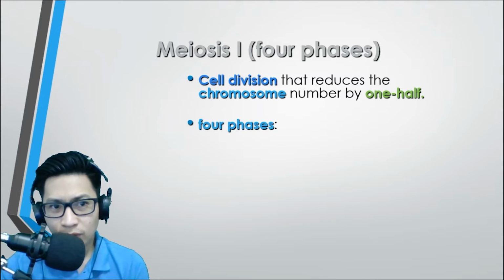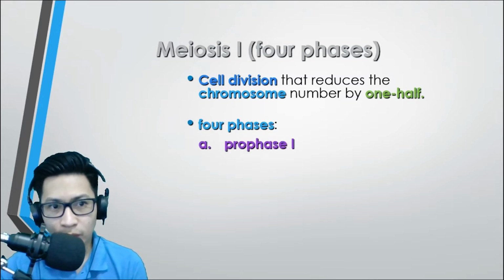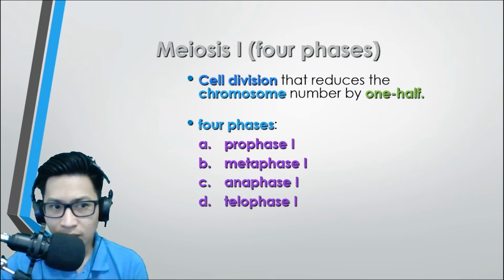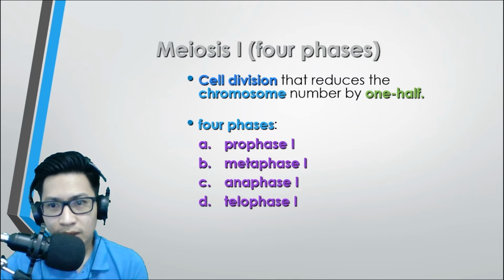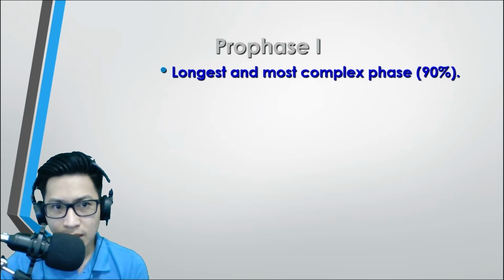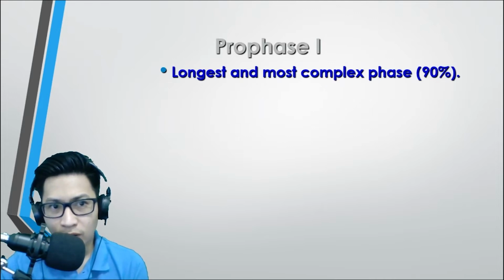Now, there are four phases in meiosis I. We have the Prophase I, the Metaphase I, the Anaphase I, and the Telophase I. Let us begin our discussion with the Prophase I. Prophase I is considered the longest and most complex phase of meiosis. It is about 90% of the whole process of meiosis.